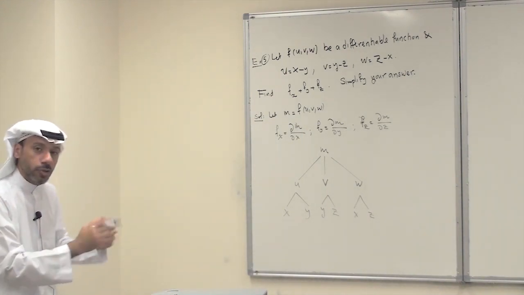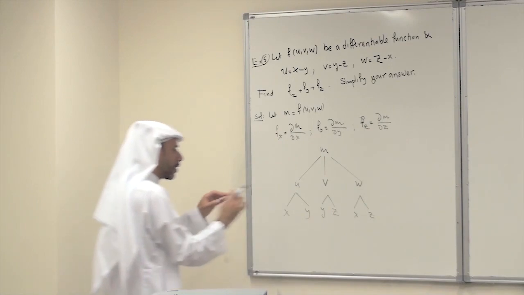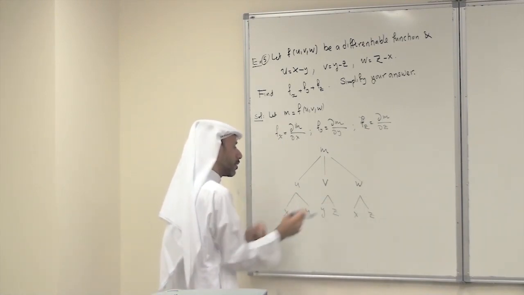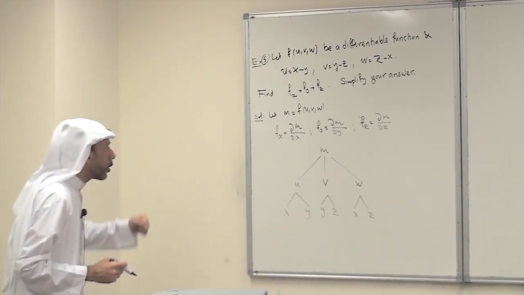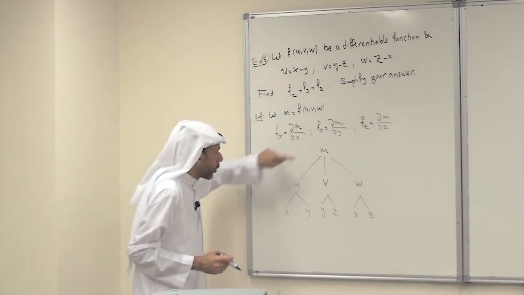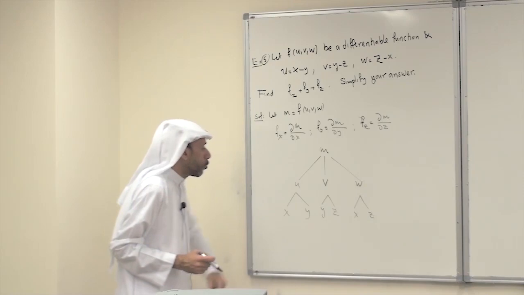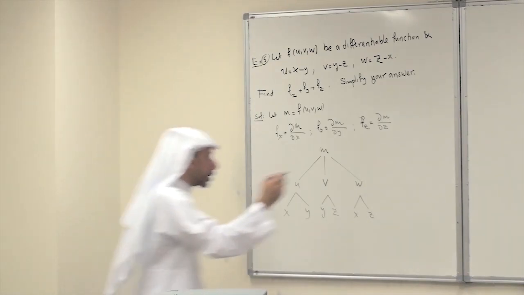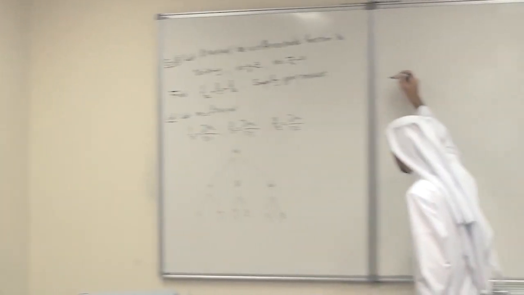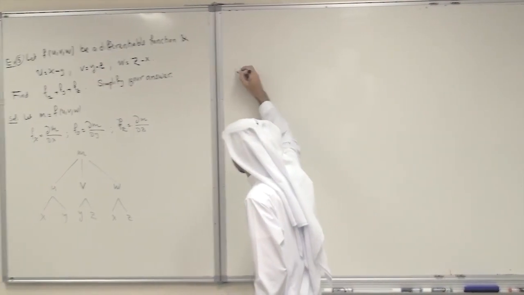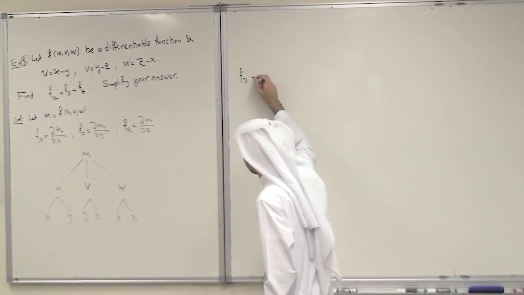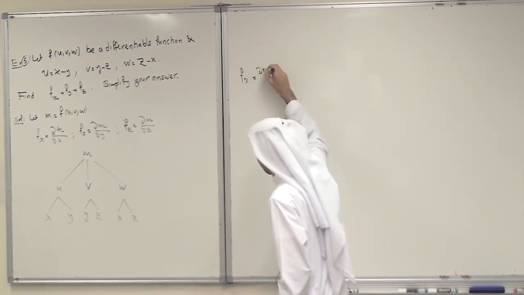So each is a function of two variables, and the two variables are different in each case. So now I need to find the partial derivative of m with respect to x, f sub x. Let me write it here. So this is f sub x. It is the partial derivative of m with respect to x.